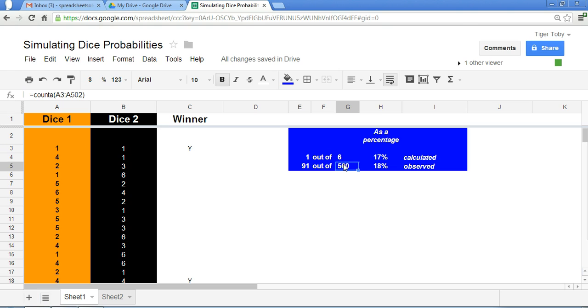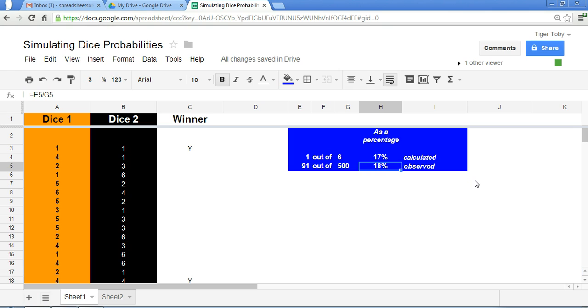So we have 500 rolls, and we find that the number of successes, or the number of winners, or the number of pairs, is equal to 91. And 91 out of 500 is just around 17%, 18%. So when we observe this based on our simulation, we find that, in fact, this really does hold true. The number of pairs is, on average, 1 out of 6, or just about 17%.